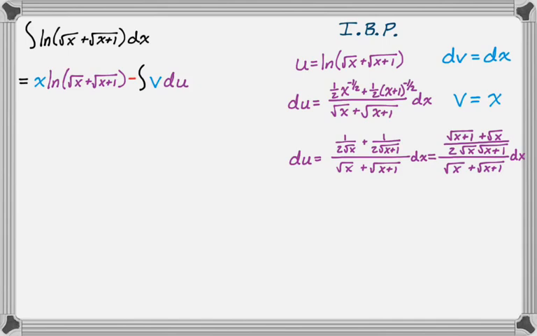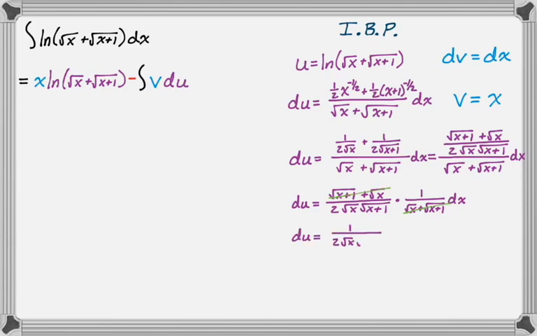But that's actually kind of nice because we can rearrange this. I'm going to change it to the top fraction times 1 over the bottom fraction. Keep, change, turn is how I learned that. So we have this, and then we can actually cancel those. So du has simplified down to just this. And remember, we're doing that because we want to actually do the integral of v du. So at this point, we're back up here to our integration by parts. We have x natural log of root x plus 1, minus the integral of v du, which gives us x dx over 2 root x plus 1. Okay, so far so good.